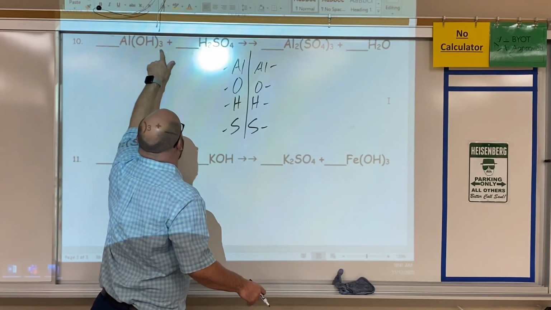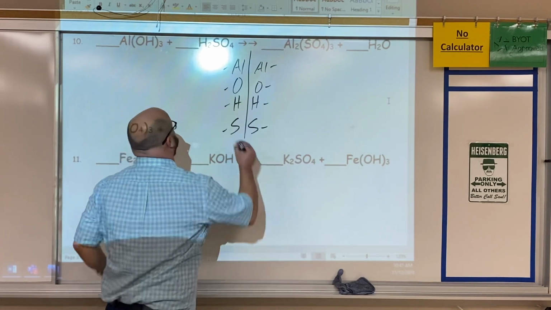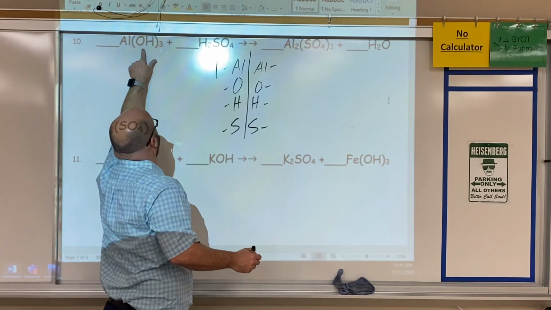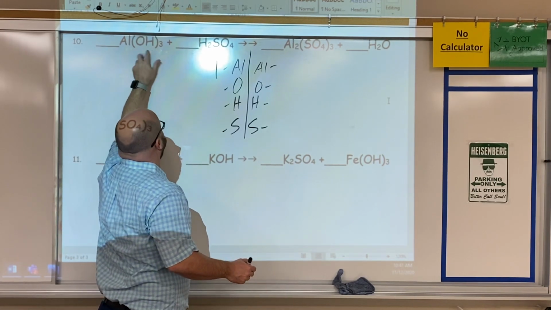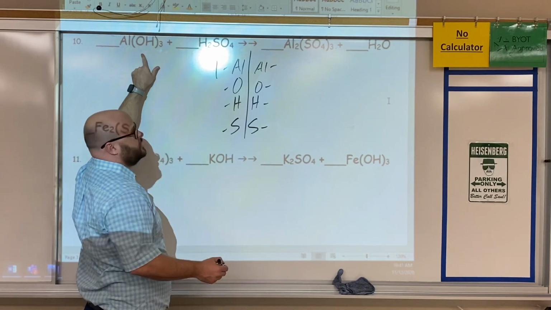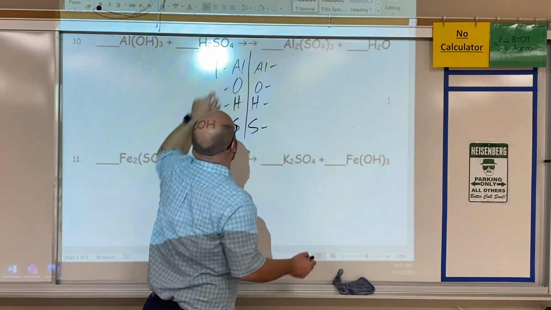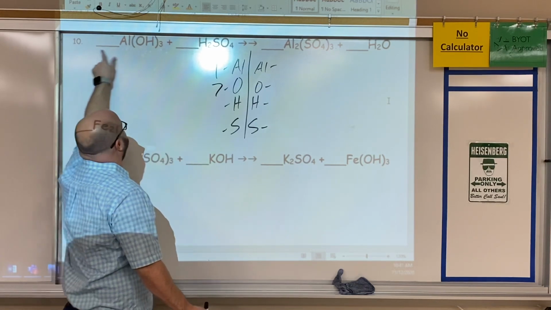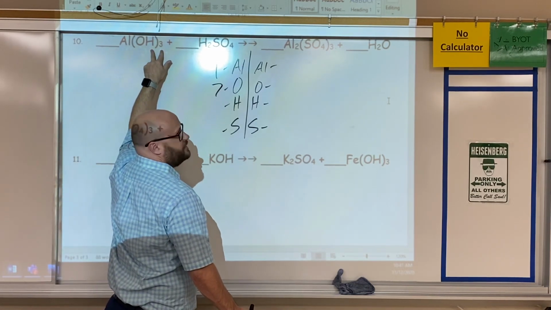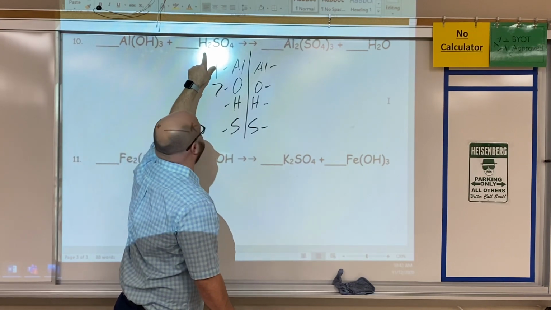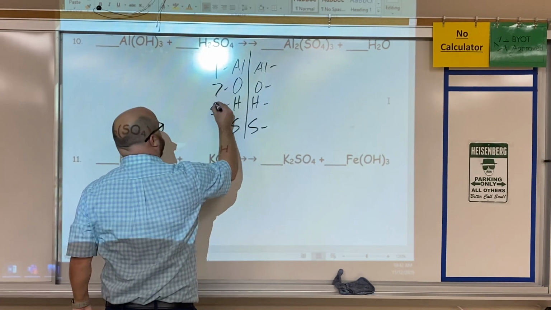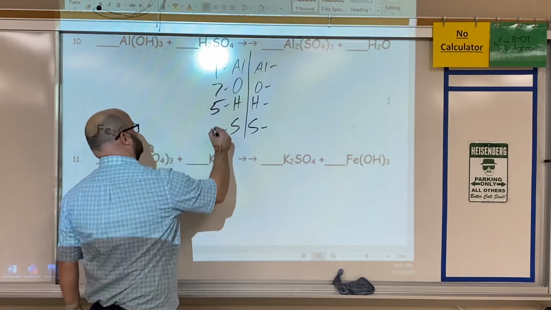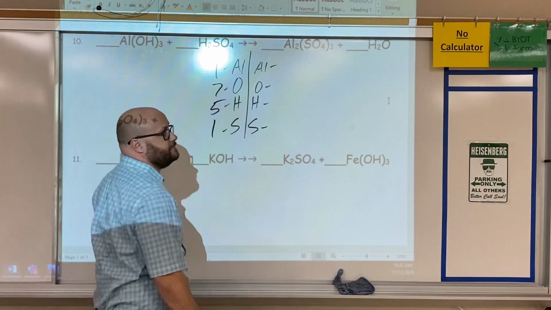Just 1. Remember, that 3 only applies to the parentheses. Oxygen, we've got O1 times 3, which is 3. It's in both compounds. 3 plus 4 is 7. Hydrogen, 3 times 1 is 3. It's in both compounds as well, so 5. 3 plus 2. Sulfur, only in one compound. And it's only 1 atom.